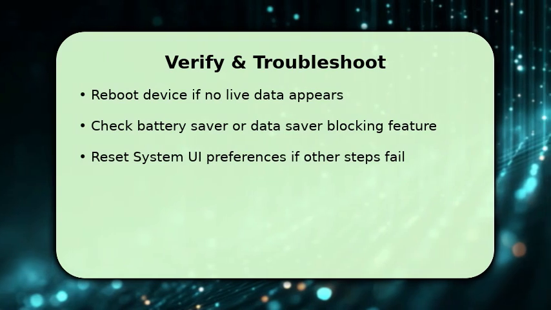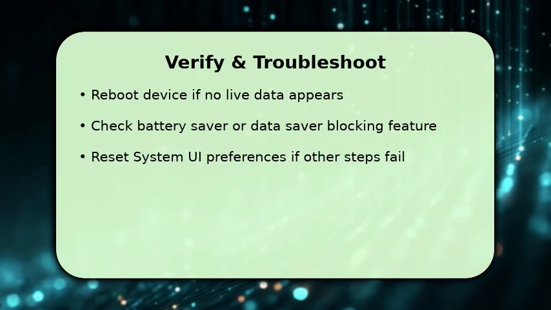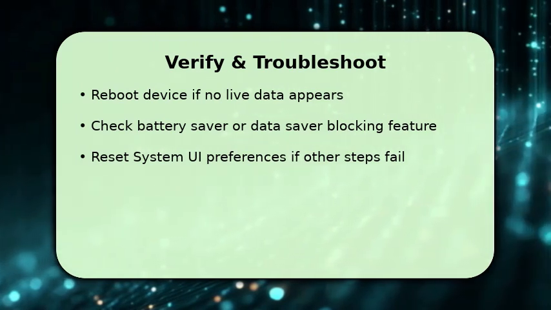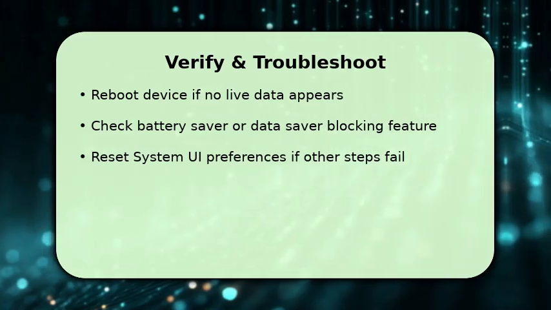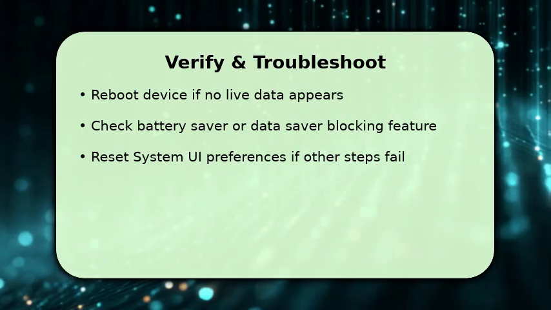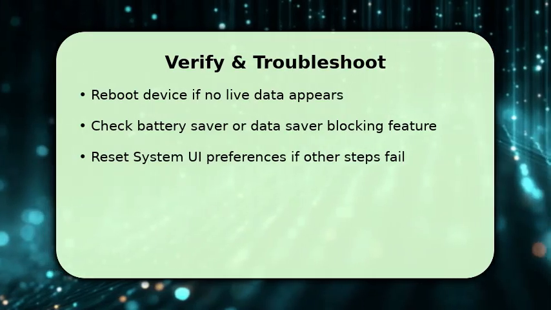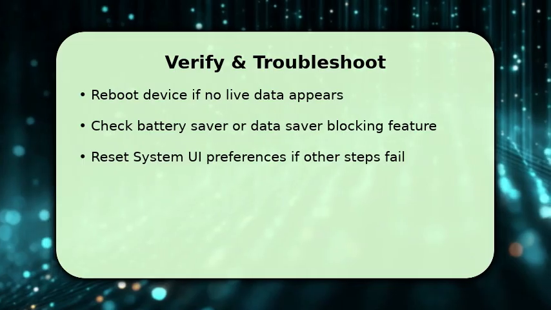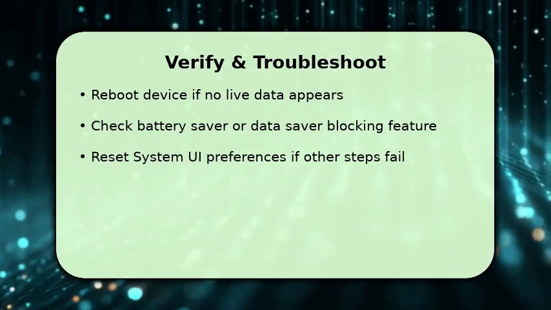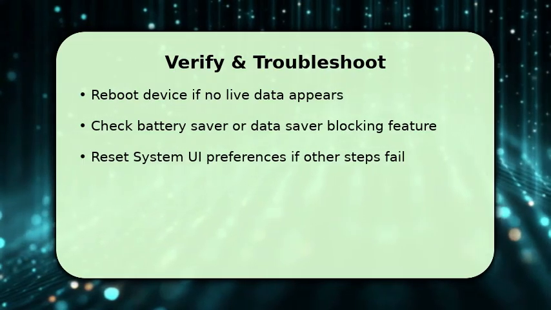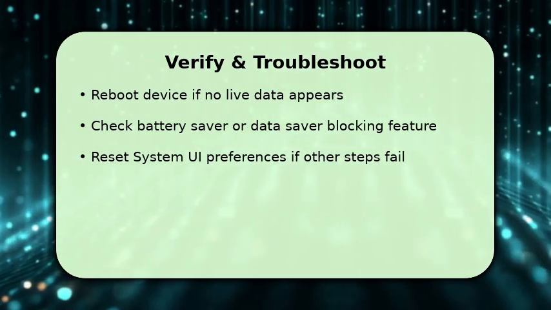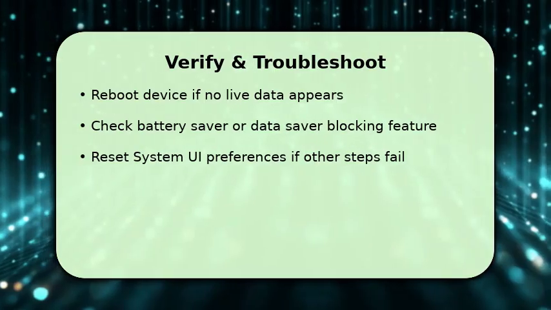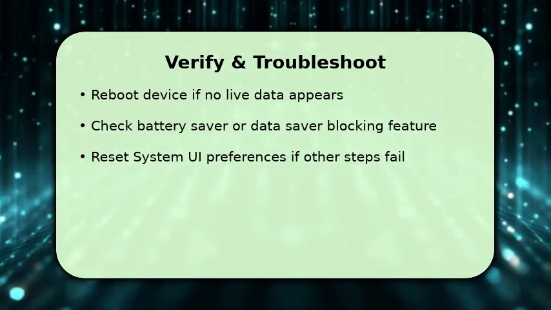Finally, confirm everything is working and fix common issues. Reboot the device to ensure the new settings take effect. You'll often see the live usage after restarting. If it still doesn't appear, check Battery Saver and Data Saver. Make sure they're not blocking background updates. As a last resort, reset System UI preferences or clear System UI cache and app settings. This restores defaults without deleting personal data. If problems persist, repeat permission checks and then test again.